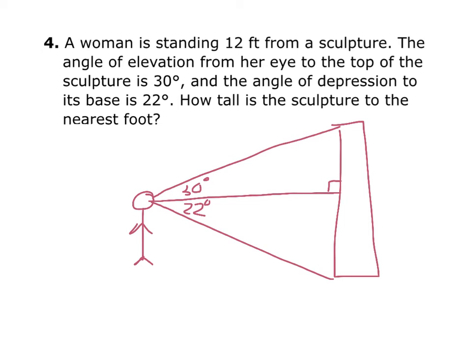So we need to find out how tall the sculpture is. Would we do the tangent of 12 feet? Or wait, what is the alternate? Pythagorean theorem? We can't do the Pythagorean theorem because we don't have two side lengths. Wouldn't you just do a proportion? Like 30 over cosine 22 and then x over 12? No, because our triangles aren't congruent.